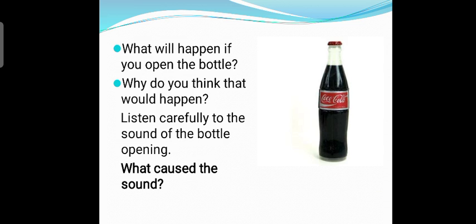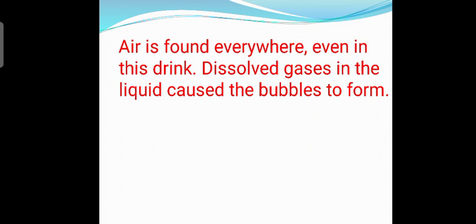Now students, see this bottle. It's a soft drink bottle. If you have one soft drink bottle, then check it well. What will happen if you open the bottle? Why do you think that would happen? While opening the bottle, listen carefully to the sound of the bottle. What caused the sound? Now see, air is found everywhere, even in this drink. Dissolved gases in the liquid cause the bubbles to form.